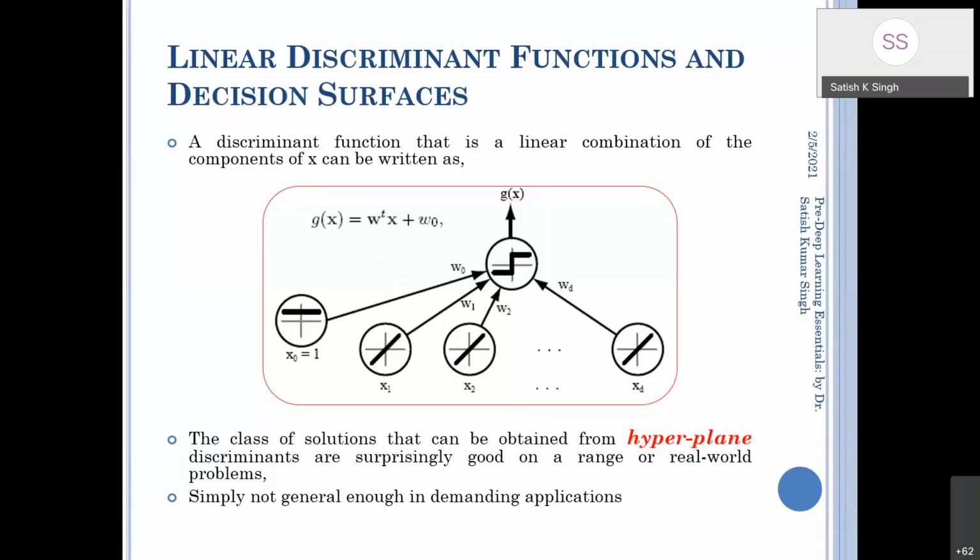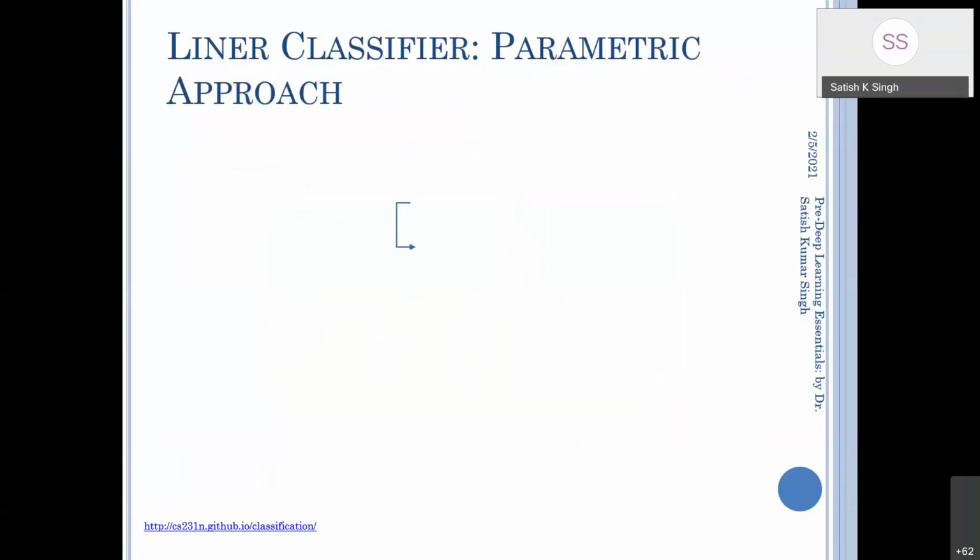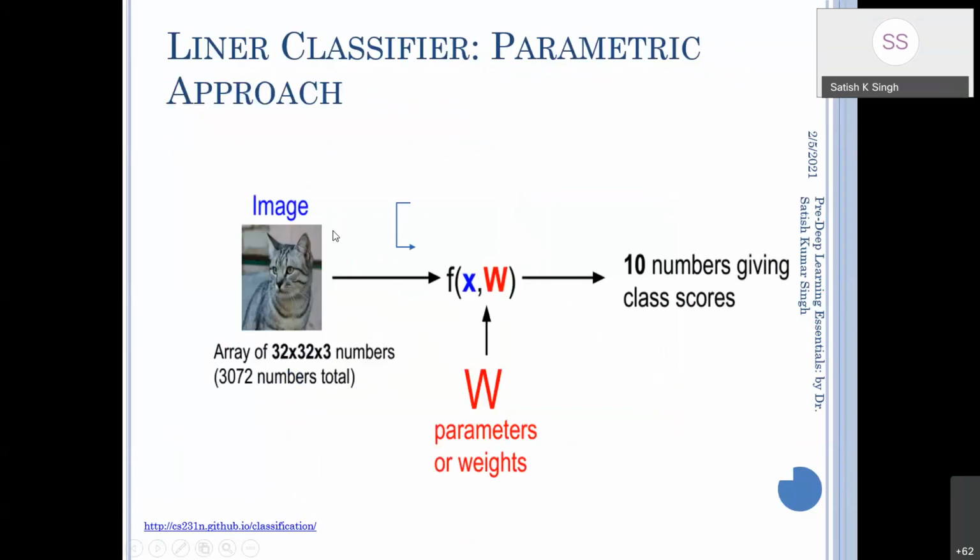Okay, so let me connect. Suppose you have some data. The data may be two-dimensional. Here, this image is two-dimensional data. So how many pixels? 32 by 32 by 3. So the total number of input data points is 3072. This is quite a big number. So 3072 input data points are there.